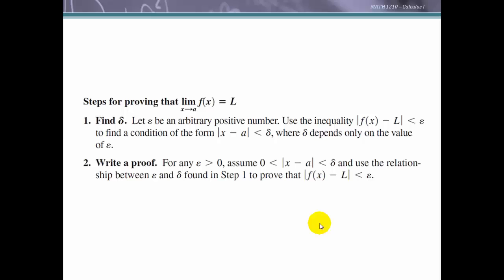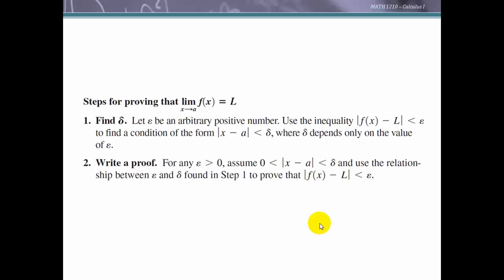Once we find that connection or that delta, then we could write a proof and say for any epsilon greater than 0, we're going to assume that x is within delta of a, and so we would write that relationship, what delta needs to equal in terms of epsilon. For example, if we found out it needed to be 3 epsilon, and then you tell me epsilon is 2, then I know delta needs to be 6. If epsilon is 1/2, then I would know delta needs to be 3/2, and so forth.